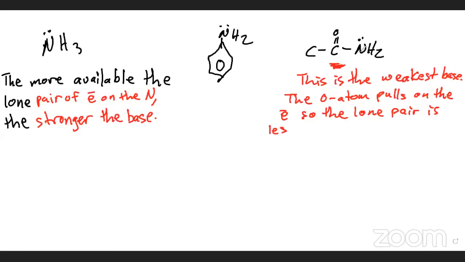All right, so in the amide now, the oxygen is pulling on the electrons, so the lone pair is less available to take up a proton, or to accept a proton.